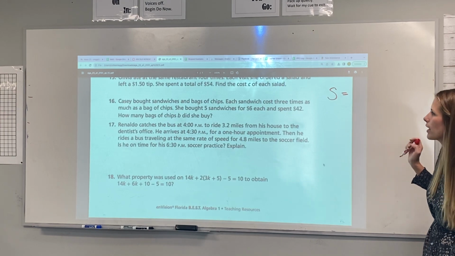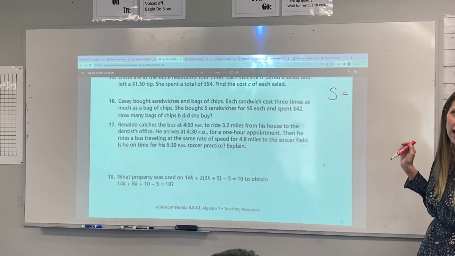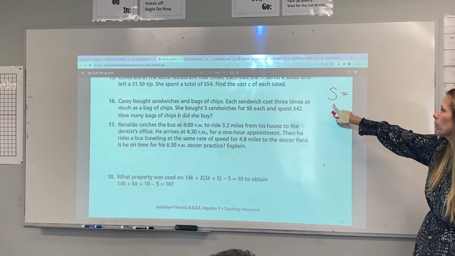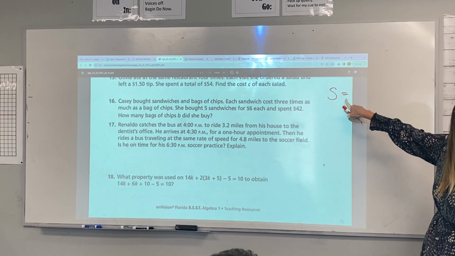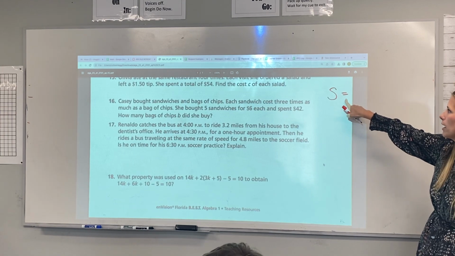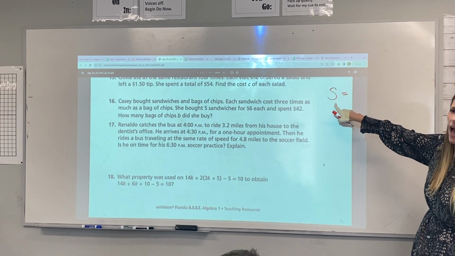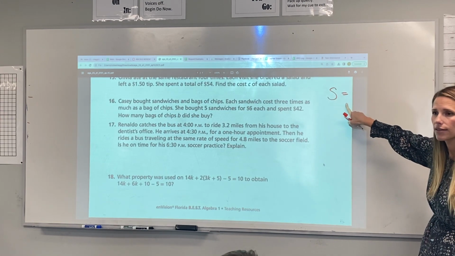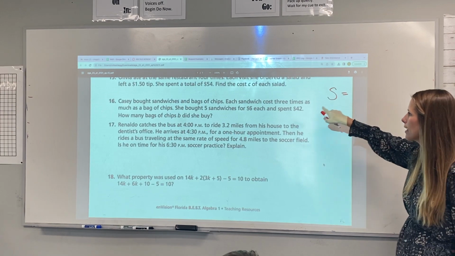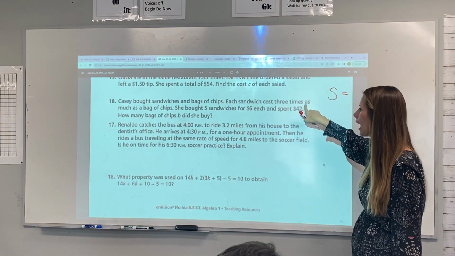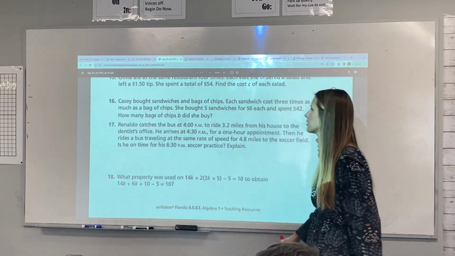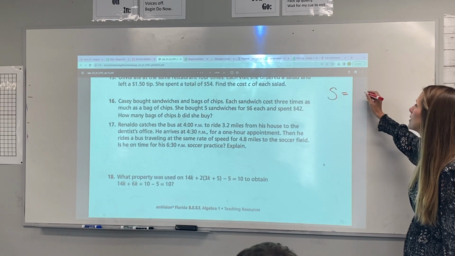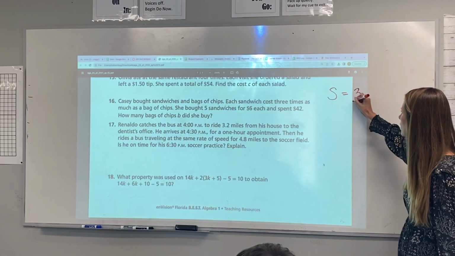Okay, good. But you know me by now. I'm not interested in the answer. I'm interested in how we get the answer. So, the whole thing is how can we represent the sandwich cost? We're going to represent the sandwich cost with S. How can we represent the sandwich cost using the variable C? It says a sandwich costs 3 times as much as a bag of chips. So write it down and what do you do? C times 3. So 3C.